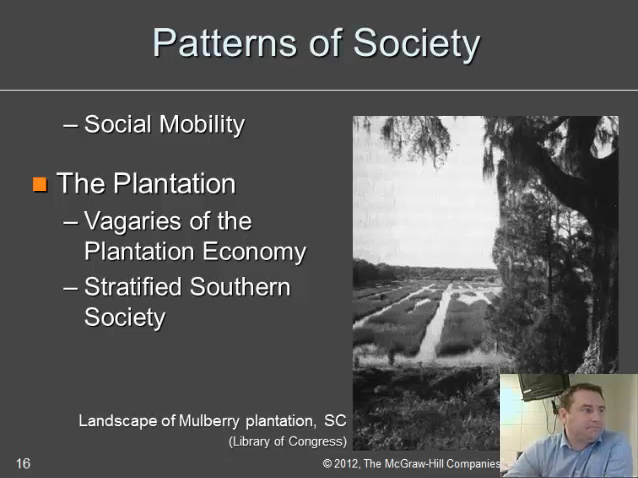Patterns of society. This will be up through page 90 after we get through patterns of society. And really, this whole part is about the Puritan community, the plantation lifestyle, and the idea of the witchcraft phenomenon.